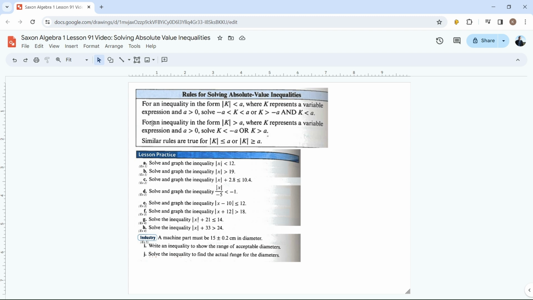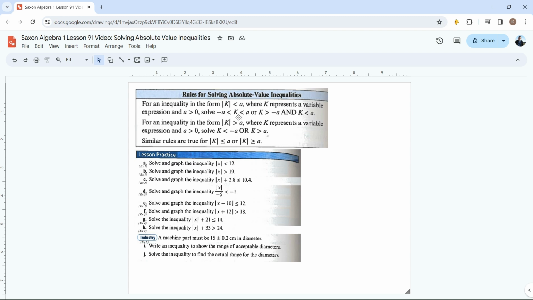Now, let's think about this one. For an inequality in the form the absolute value of k is greater than a, where k represents a variable expression and a is greater than or equal to 0, we need to solve this expression: k is less than negative a, or k is greater than a. What are we saying here? The absolute value means the distance from 0 is greater than a number. So the distance is greater than 8.